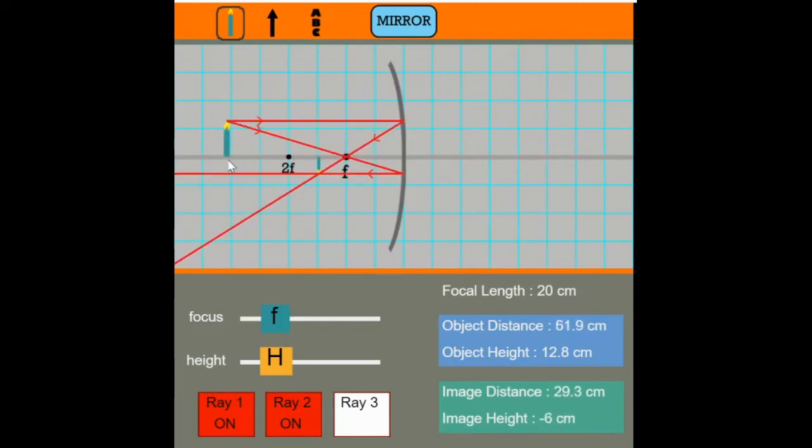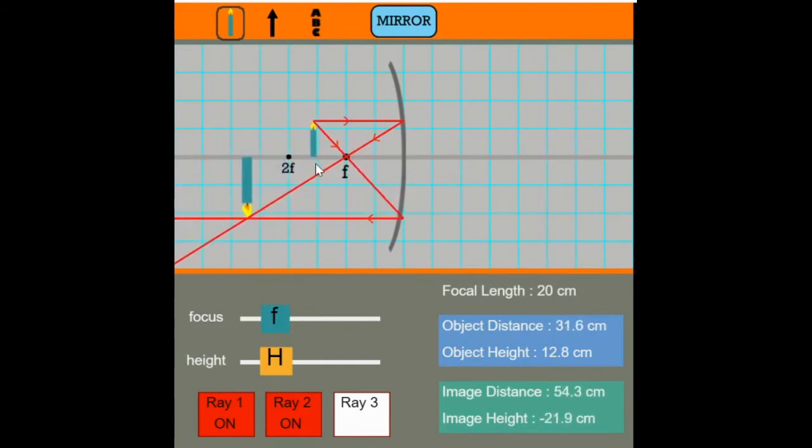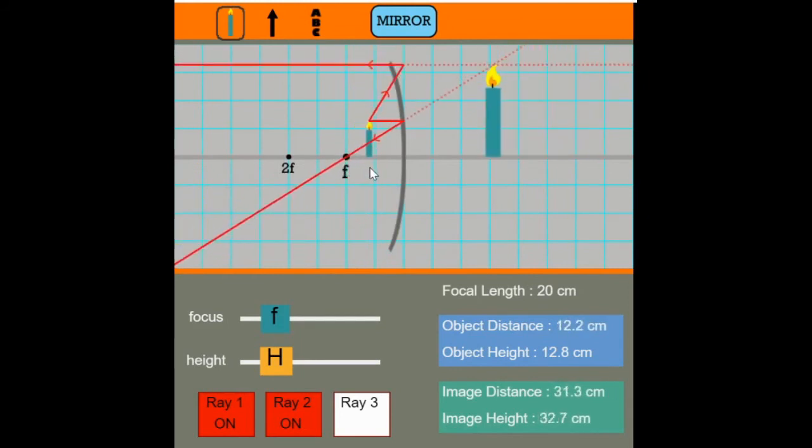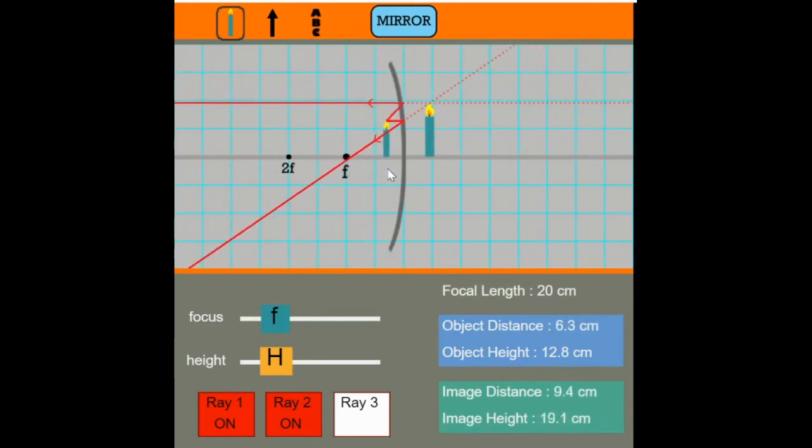See now. You can observe the difference when the object is changing its position. Can you see it? I think you can see it. What is the difference? Clear everyone? So, these are the ray diagrams in a concave mirror. Sorry, it is a concave mirror.